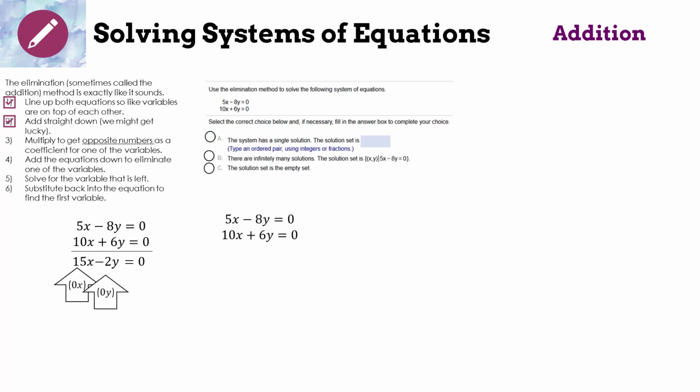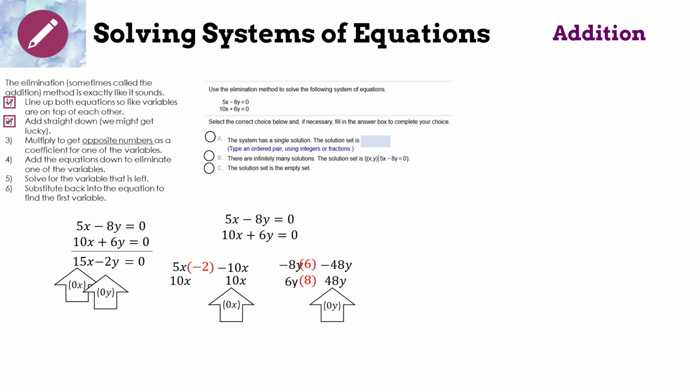So what we have to do is decide what are we going to get rid of, the x's or the y's. Let's look at our x's. If I take 5 times negative 2, I get negative 10x. And if I just multiply by 1 or leave it alone, I'll get 10x. Negative 10x plus 10x is 0x. So I could get rid of the x's. Let's look at the y's. I have negative 8y and 6y. If I multiply the first one by 6 and the second one by 8, I'll end up with negative 48y and positive 48y. Once again, when I add down, I end up with 0y. For this one, the easiest one to get rid of would be the x's.